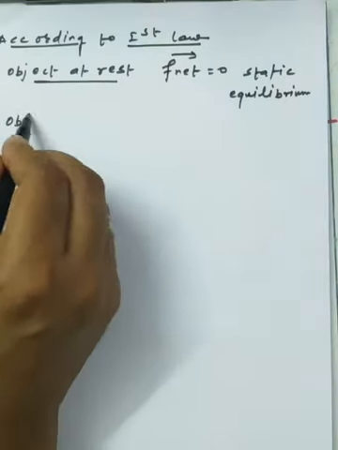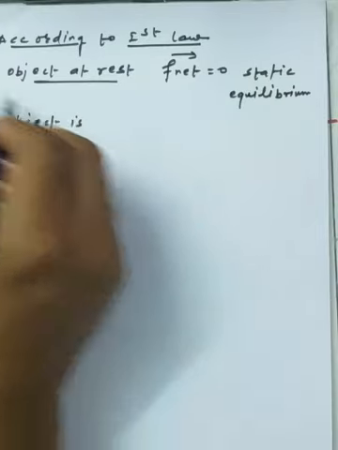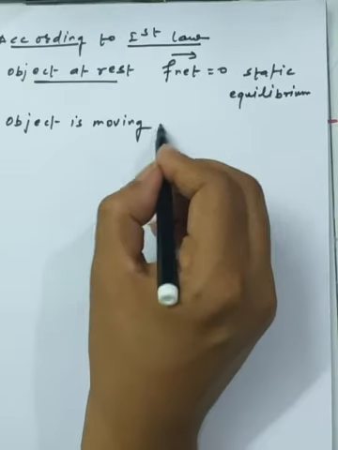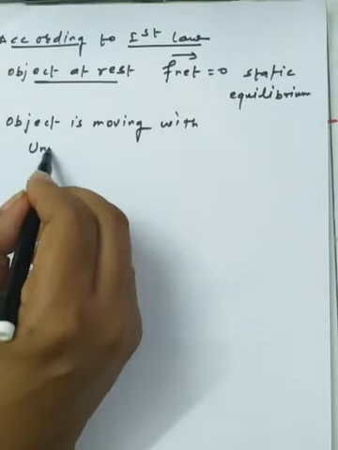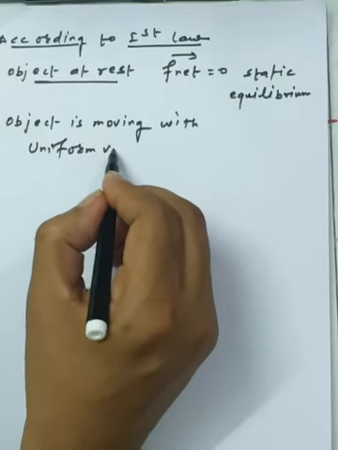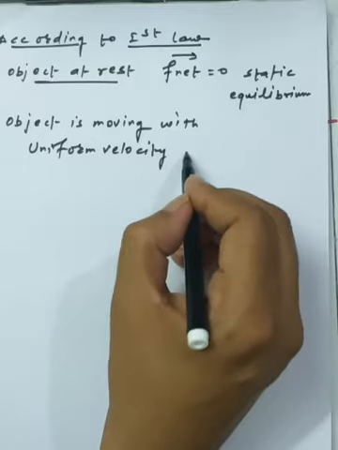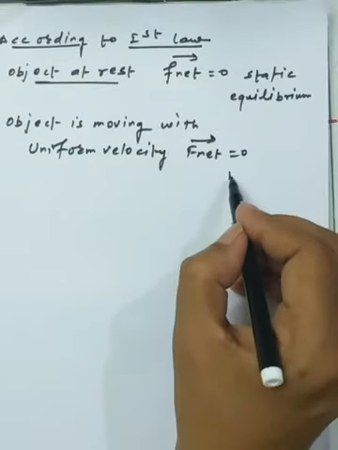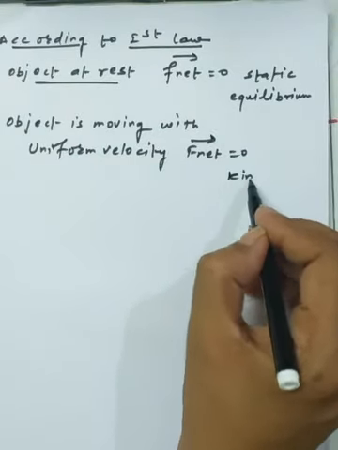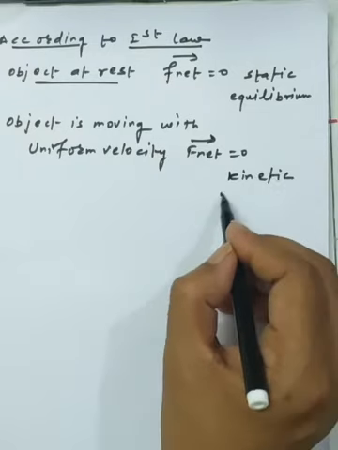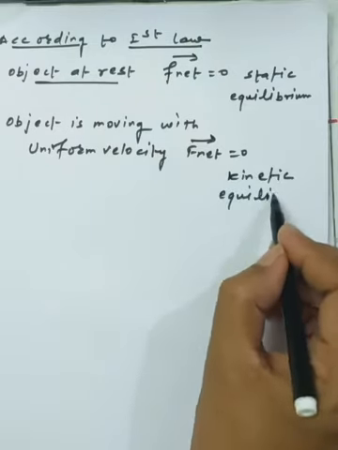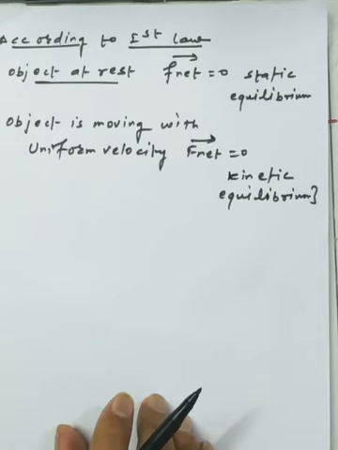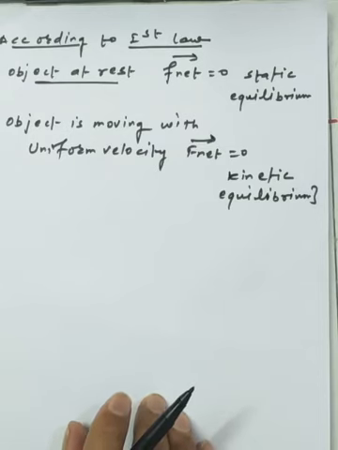Now, another condition we have is when the object is moving with uniform velocity. So we are saying that F net is also 0 for all the forces. It is a kinetic equilibrium. Okay, so there are many cases of equilibrium we have for a particle.